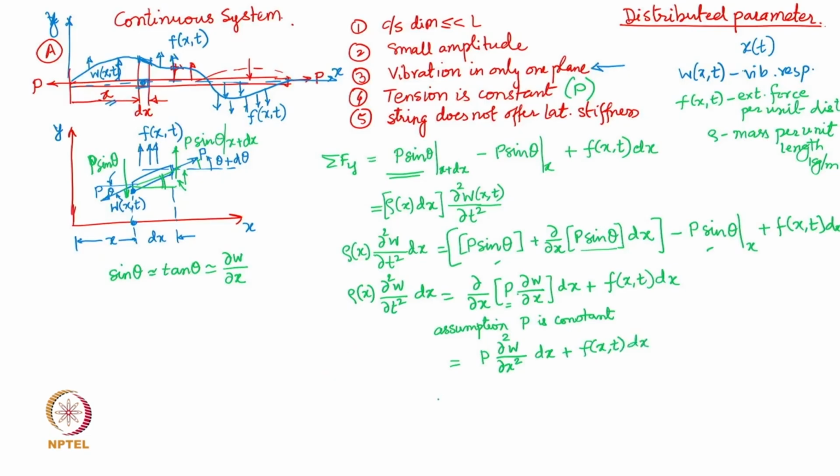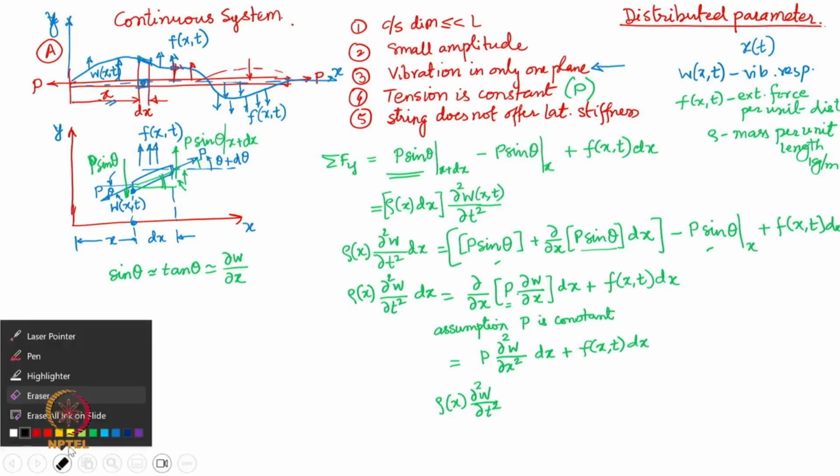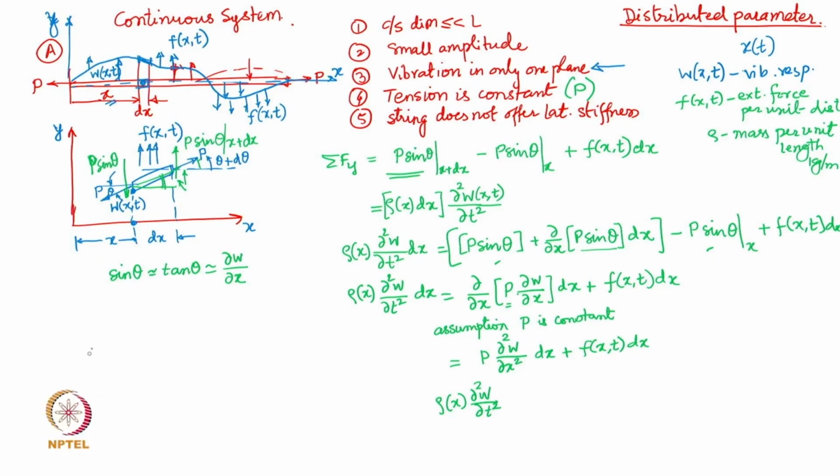So now finally cancelling out dx throughout, I am basically left with this equation: rho of x partial squared w by partial t squared equal to p partial squared w by partial x squared plus f of x comma t.